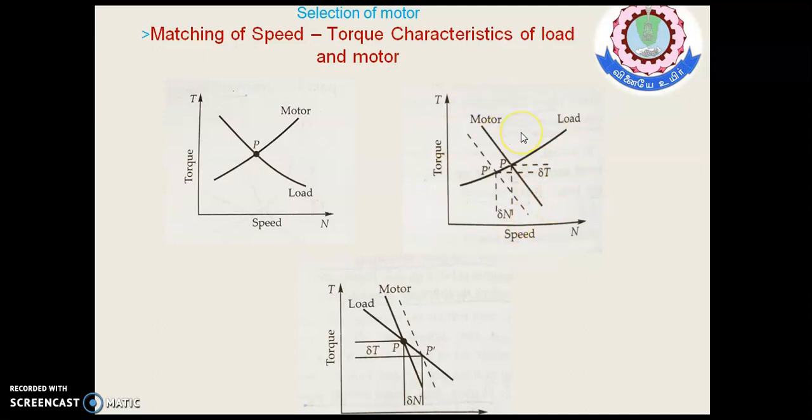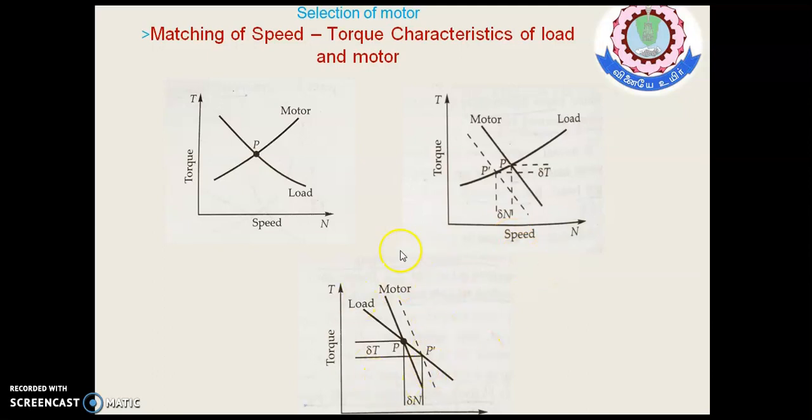The other thing is that stable operation can be attained by this type of matching. That means beyond this point P, whenever your speed increases, your motor torque decreases, but in the load characteristics it is vice versa. So your operating point up to this level will be considered as stable operating points. That is one more thing.